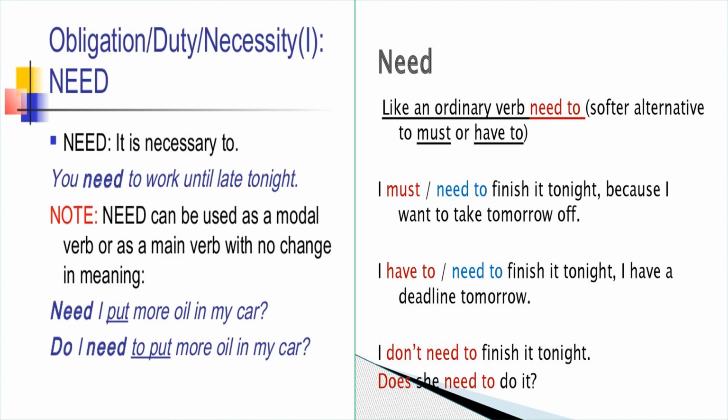I need to finish it tonight because I want to take tomorrow off. I need to finish it tonight. I have a deadline tomorrow. I don't need to finish it tonight. Does she need to do it? So these are the different forms of need that you can use in a sentence.